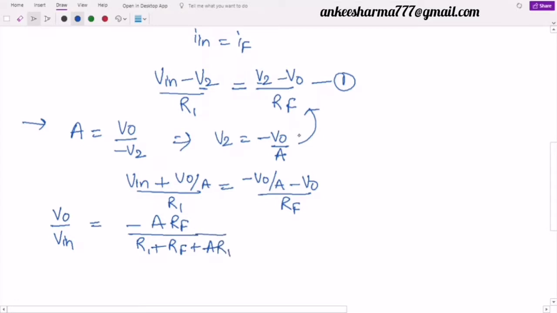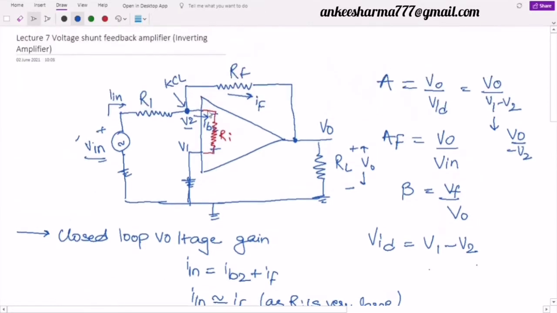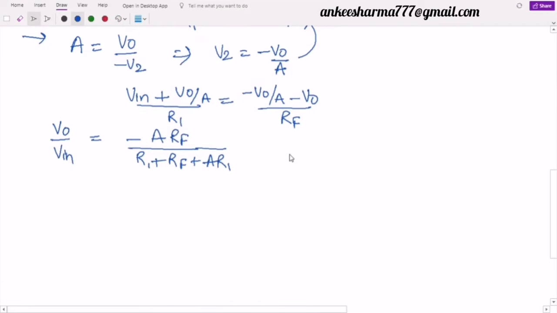Now look here, what is V0 by V in? It is the output voltage divided by the input voltage. So V0 by V in is nothing but equal to my AF, or the gain with feedback. So I will simply write here it is equal to AF, and I can further minimize it as R1 plus RF is very less than A times of R1.